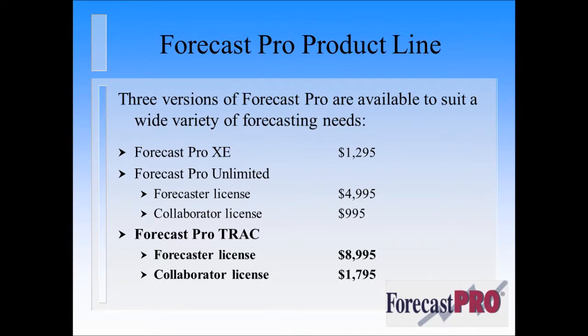The list price here is $9,000 for one user of Forecast Pro TRAC. However, if you're interested in two, it drops down to $7 each. 3 would be $6, up to a maximum discount of about half price if you're interested in 5 or more forecaster licenses. If you have an idea of what you need and you'd like a tailored quote, please just reach out to us and I'm happy to provide that for you.